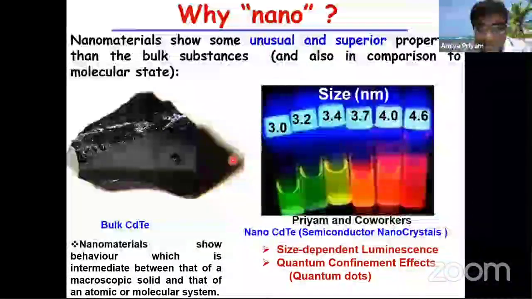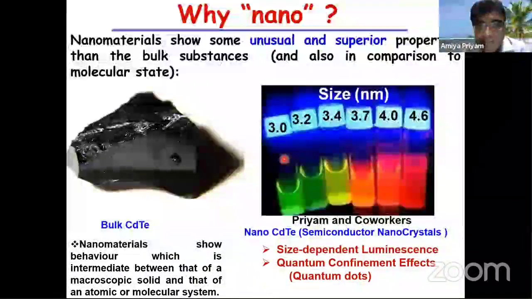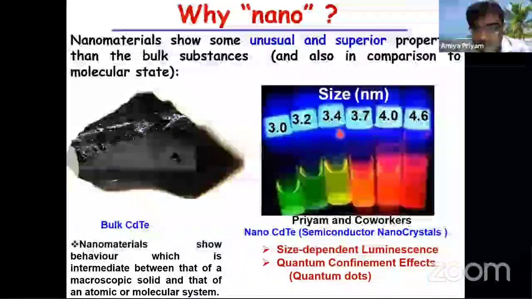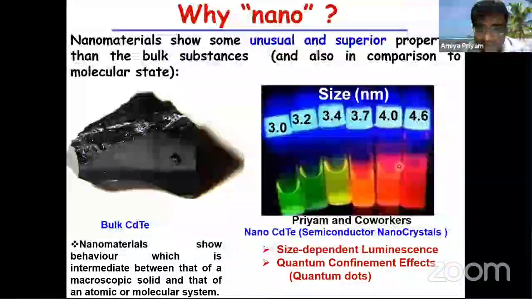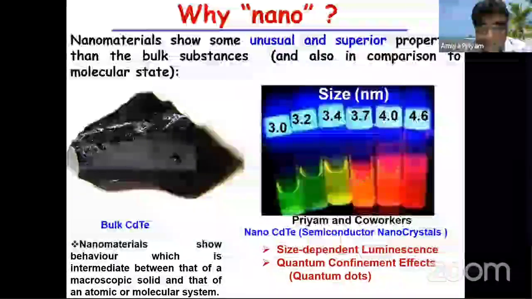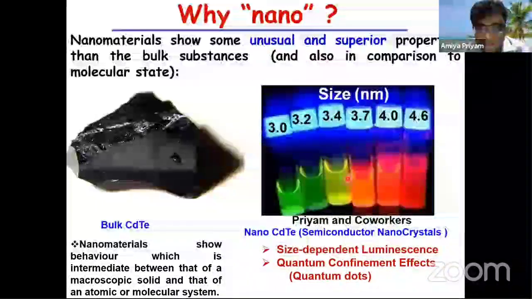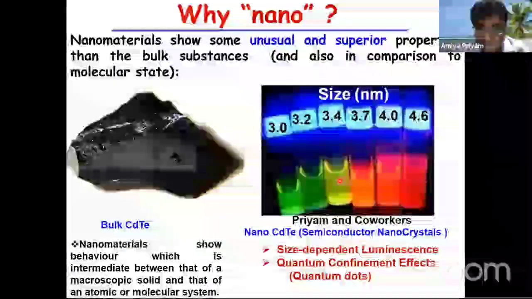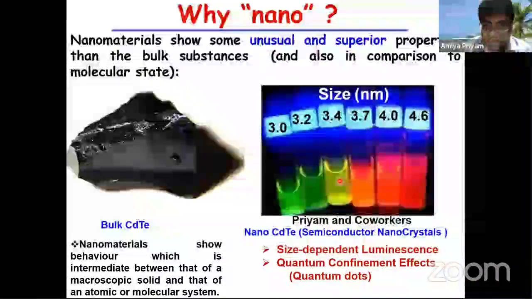So this is a semiconductor, and it is very, very sensitive to size. You can see here 3.2, even a 0.2 nanometer change in size can give so much variation in colors. These are emission colors, that is, fluorescent colors that we are seeing here. I think amongst all solid materials known, this is the class of material which is the most sensitive in terms of optical properties with respect to change in size, as you can see here.